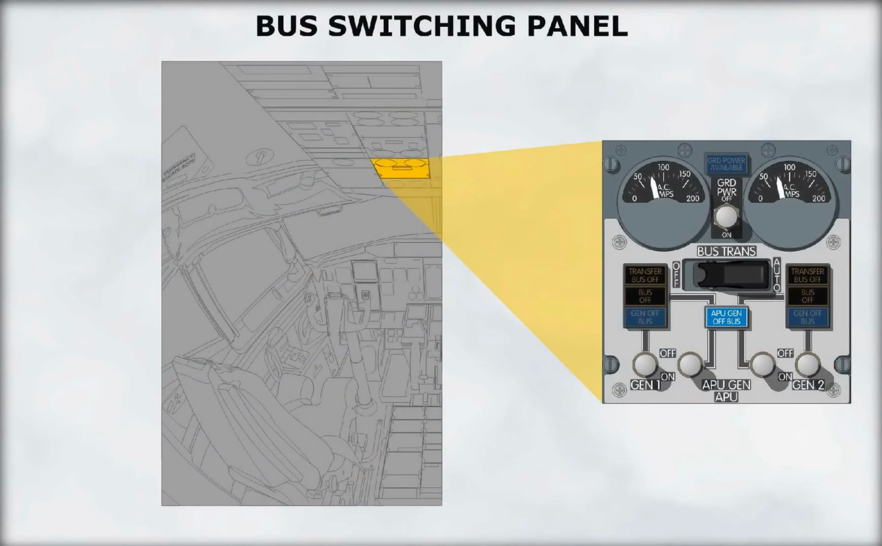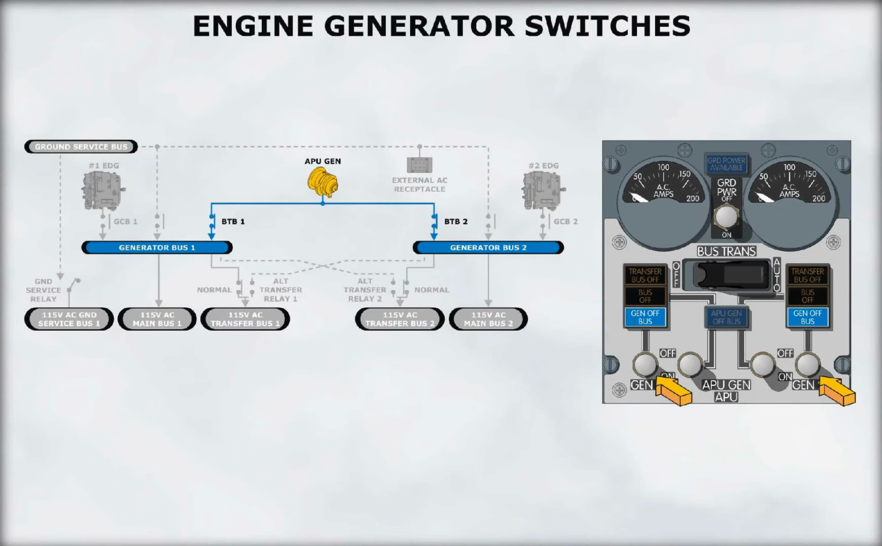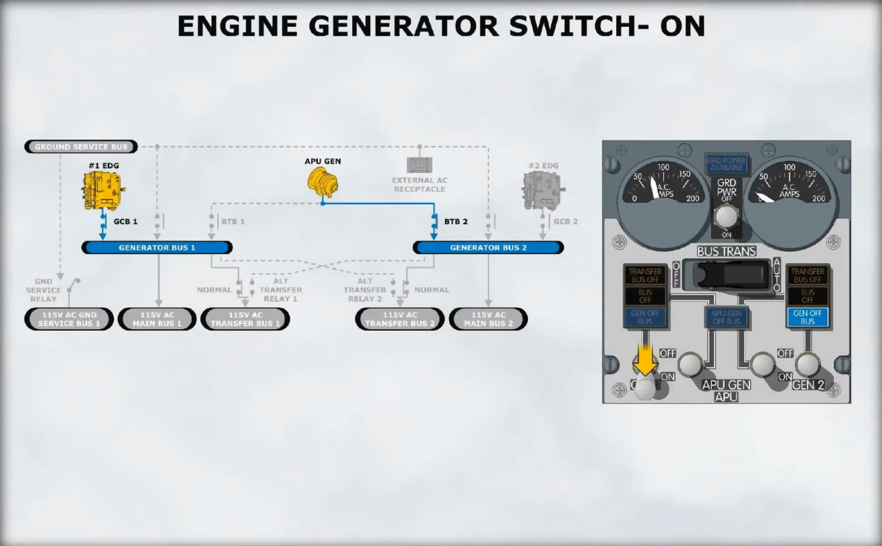We will now look at the bus switching panel. The generator switches are used to connect the associated generator to its respective bus. The switch is spring-loaded to the center or neutral position. Momentarily positioning the generator switch to on closes the generator field and the generator breaker if sufficient power is available. If the associated generator bus is powered by another source, this source is removed.